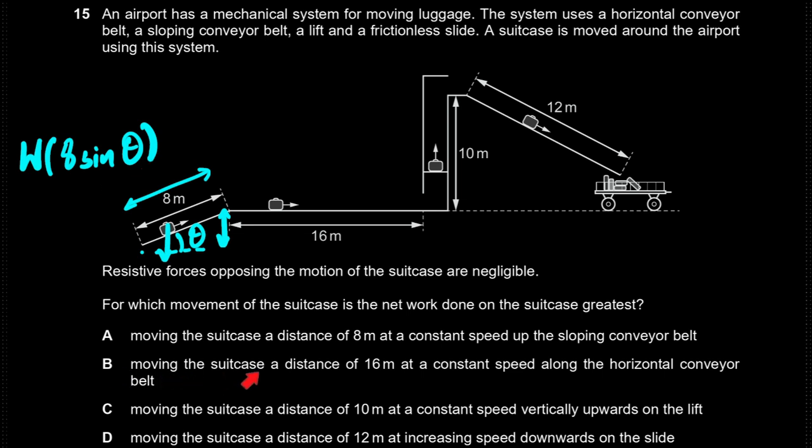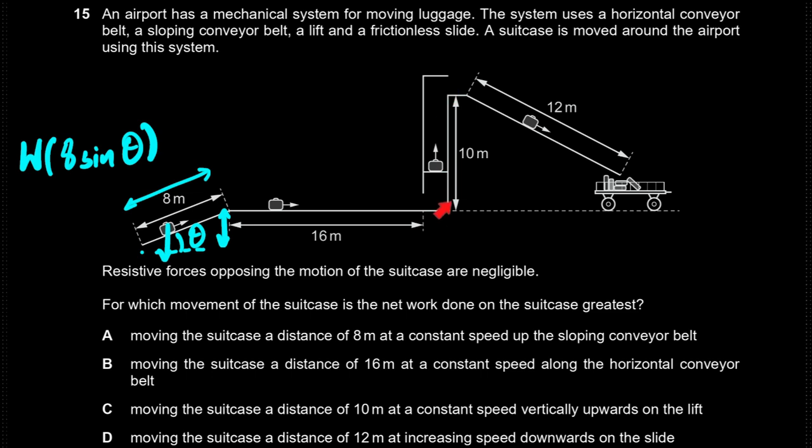Part B, moving the suitcase a distance of 16 meters at constant speed along the horizontal conveyor belt. If you're talking about the net work done, the idea is that if it is moving at constant speed and it's not even gaining any height, this means that there is no extra energy which it gains, so there is no net work done here, right? Again, the word here is net work done. So there is no net work done here.